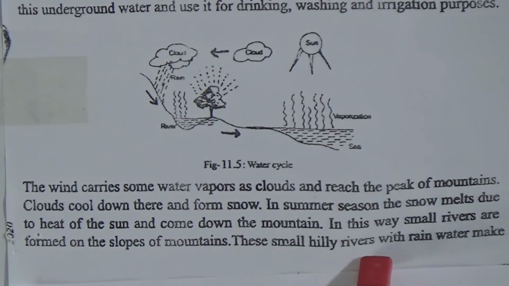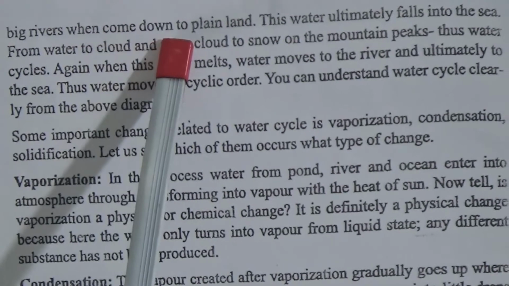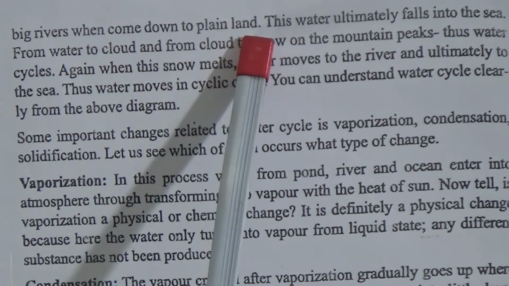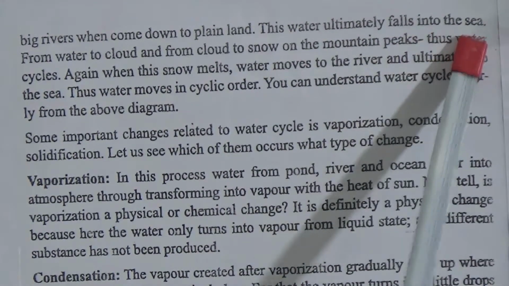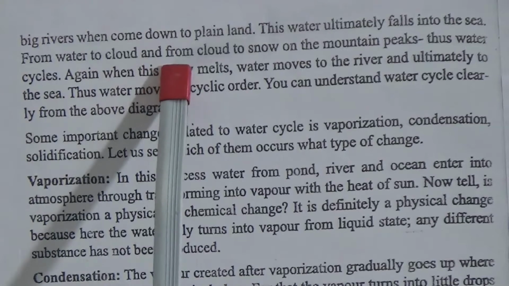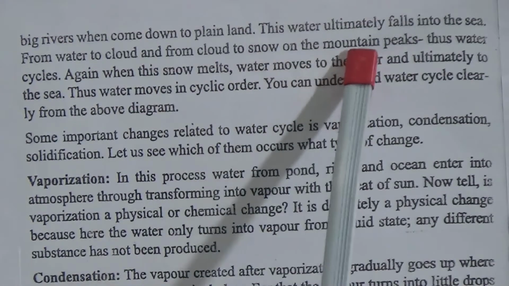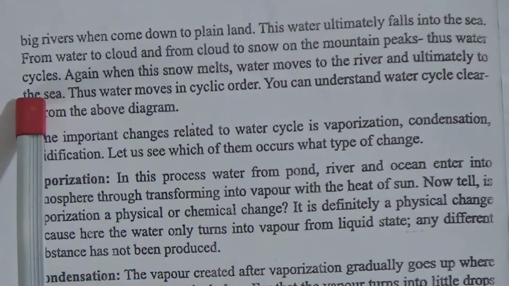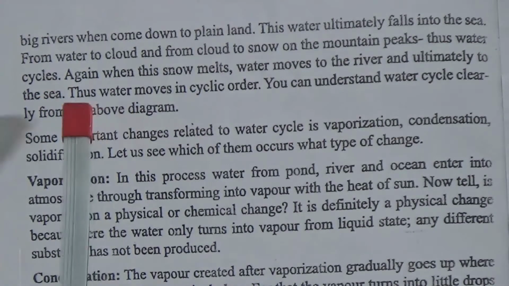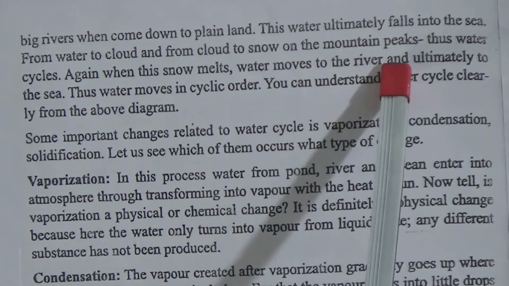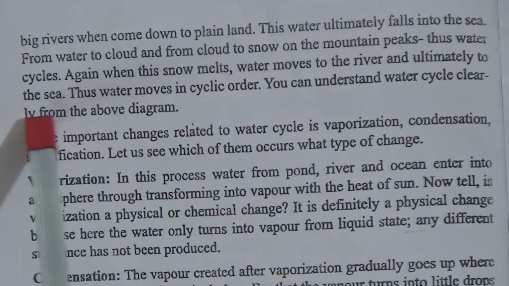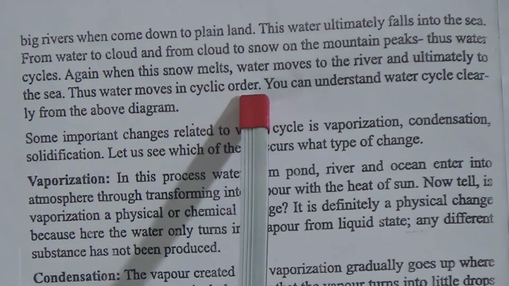These small hilly rivers with rainwater make big rivers when they come down to plain land. This water ultimately falls into the sea. From water to cloud and from cloud to snow on the mountain peak. Thus water cycles. Again, when this snow melts, water moves to the river and ultimately to the sea. Thus water moves in cyclic order.